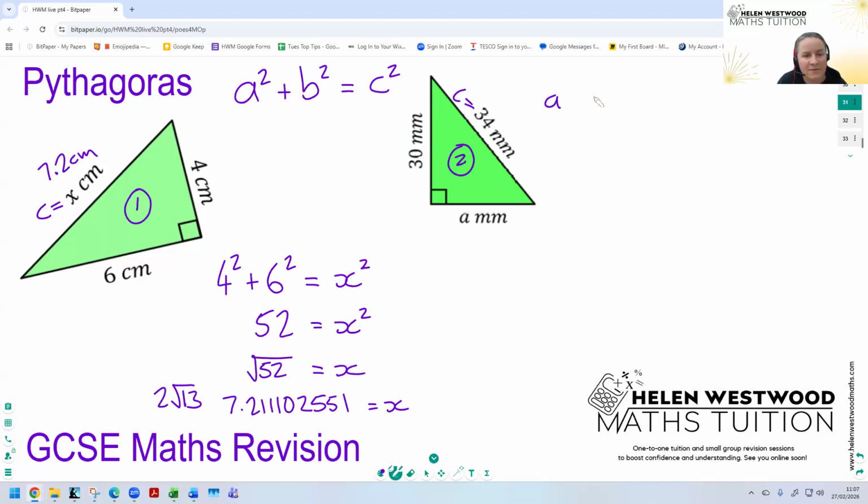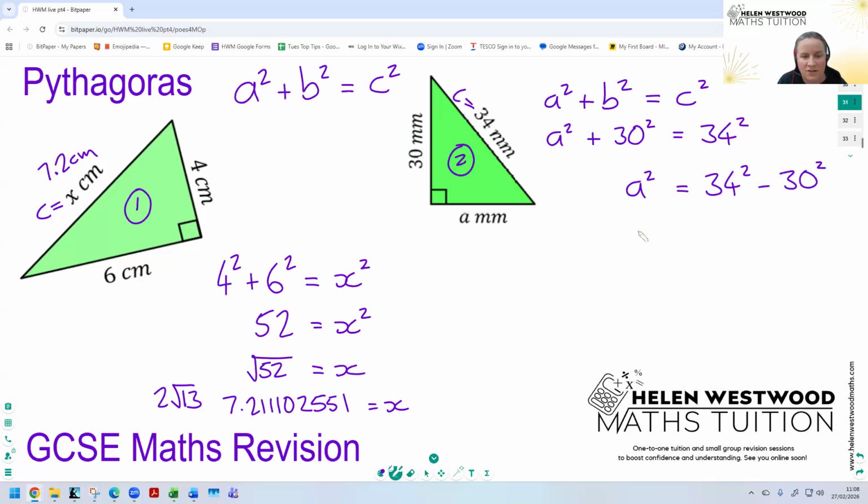So we'd use that same formula for triangle number two, but notice this time we're calculating one of the shorter sides rather than the hypotenuse. Now, rather conveniently, they've used a, so we can write a squared plus 30 squared is equal to 34 squared. And then because we're trying to find a squared, we can either square the numbers first of all, or we can rearrange our Pythagoras. So to work out a squared, we're going to do 34 squared minus 30 squared. So a squared comes out as 256.